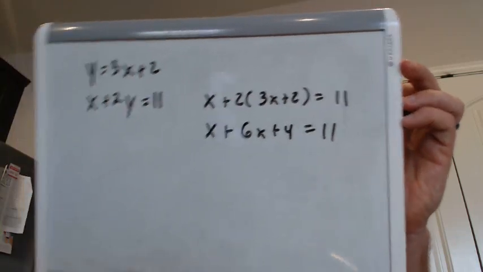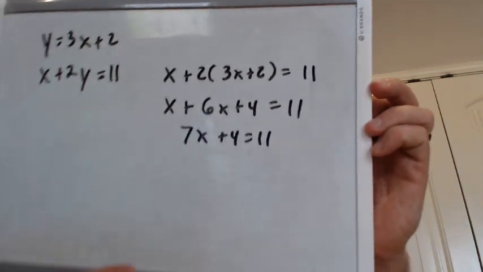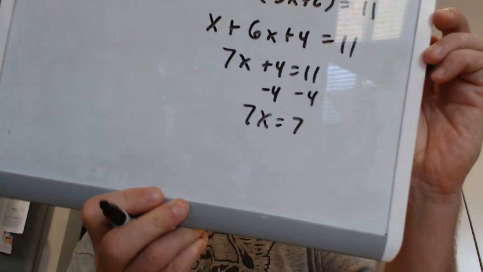And what you could do is you can put your right terms together. So 6x plus 1x is 7x, right? Like this. And then you can just subtract that 4 over. So if you subtract the 4 over from both sides, you get 7x is equal to 7. And that gives us an x of what? Gives us an x of 1, right?